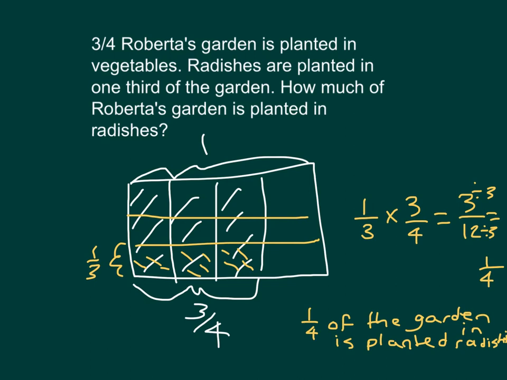So I expressed my answer clearly as well. So we have an area model that matches an equation. And remember, of course, when you are multiplying, just as if you were adding or subtracting or even dividing, you must express your answer in simplest form.